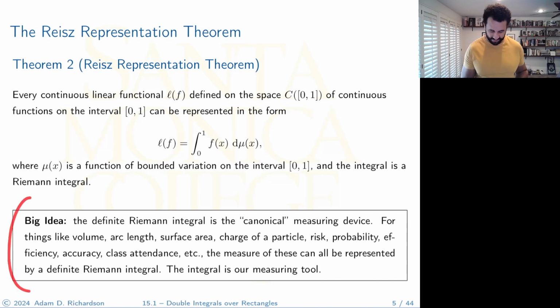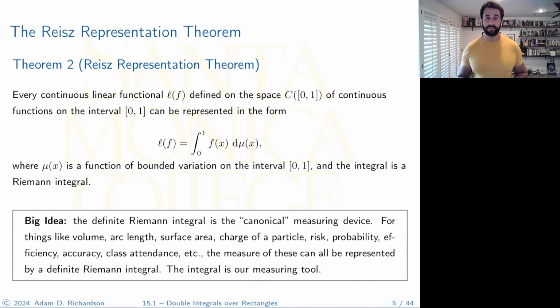So what is the big idea? This is the takeaway that I want you to have from this discussion. The definite Riemann integral is basically the canonical measuring device. So the Riemann integral is the way that we measure lots and lots of things, pretty much everything that you would be interested in measuring until you get into some really, really deep examples. So things like volume, arc length, surface area, charge of a particle, risk, flux, probability, efficiency, accuracy, all these things that you want to measure. What this theorem says is that you're going to use an integral to measure that. And even if it doesn't look like an integral, it can be written as an integral.